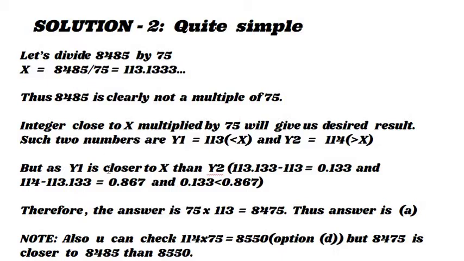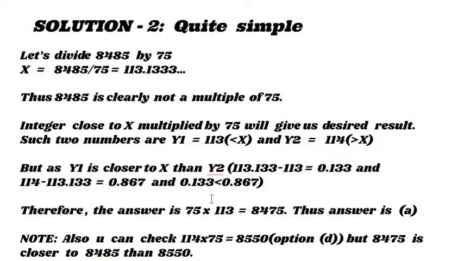Now, to check this, we can do this. 113.133 minus 113 is 0.133, and 114 minus 113.133 is equal to 0.867, and 0.133 is less than 0.867. Or it is also common sense to see which one is closer to the result of x, that is 113 or 114.